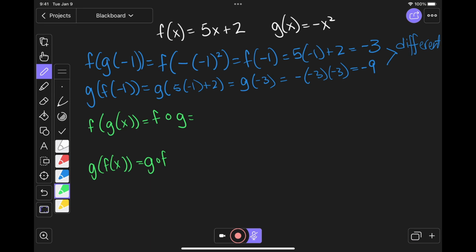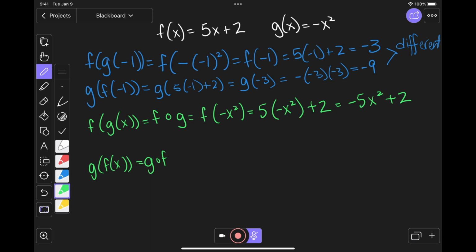So let's do a general form now. We've got f of g of x, and we're going to do f of, that means we're doing f of -x squared, because that's what g of x is. So we're going to copy f down, and whenever we hit an input to f, we're going to put g. So that means -5x squared plus 2 is our answer.